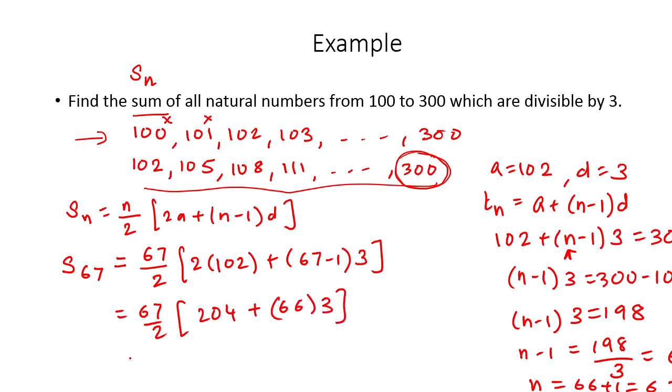So I have to just simplify this and find the final answer. This final answer will come to 13,462. So the sum of all the natural numbers from 100 to 300 which are divisible by 3, and these are basically the numbers, their sum is equal to 13462.